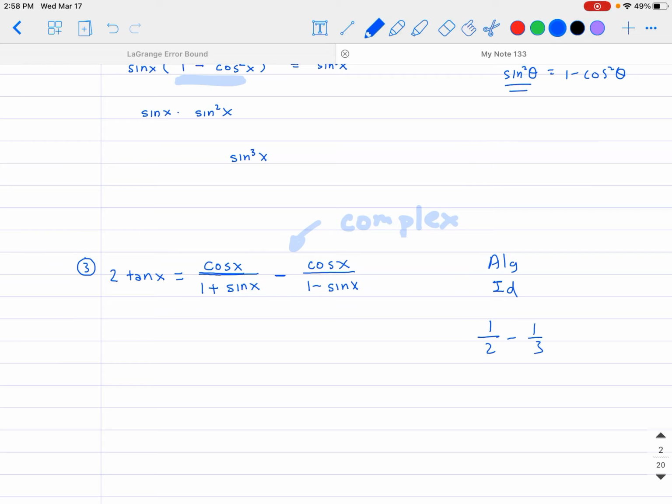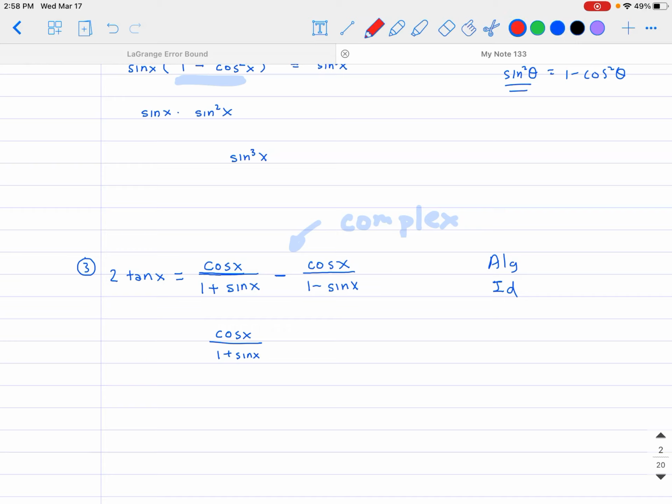Because on the left-hand side you only have one term, it only makes sense that I want to get a common denominator in this case. So let's go ahead and do that. On the left, I'm going for a common denominator. So I have cosine of x divided by 1 plus sine of x.